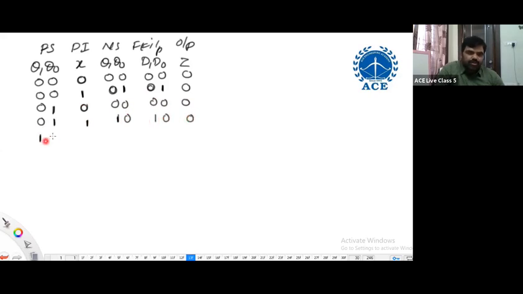And S2, 1, 0. Then what is it here? Present input is 0. Then what is the next state? It is S3, 1, 1. And inputs required 1, 1. Output is 0.